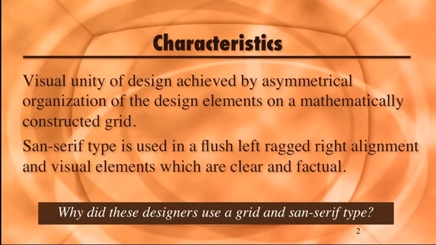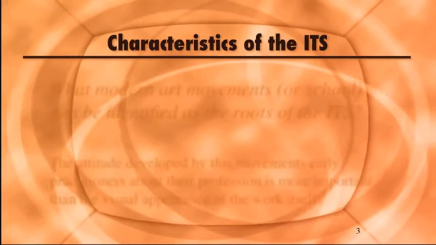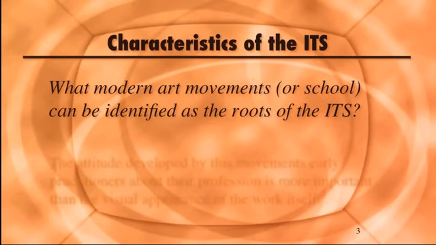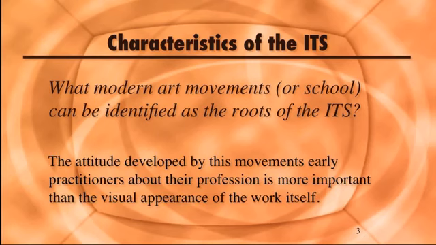Now, you need to know these characteristics and answer this question: why did these designers use a grid and sans serif type specifically? I also want you to tell me what modern art movements or schools can be identified as the roots of the International Typographic Style. The attitude developed by this movement's early practitioners about their profession is more important than the visual appearance of the work itself. So let's look at a couple of pioneers of this movement.